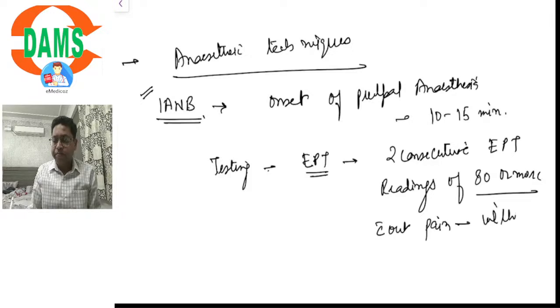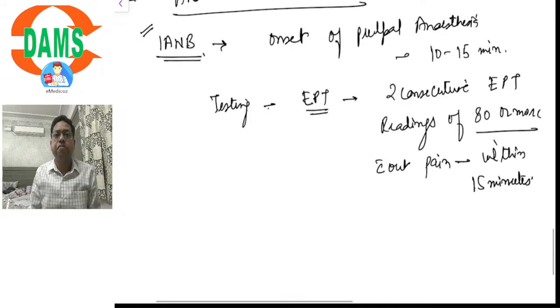within 15 minutes of administration of inferior alveolar nerve block indicates successful pulpal anesthesia. This is how we clinically test. You must have given inferior alveolar nerve blocks, which are also given for tooth extractions.